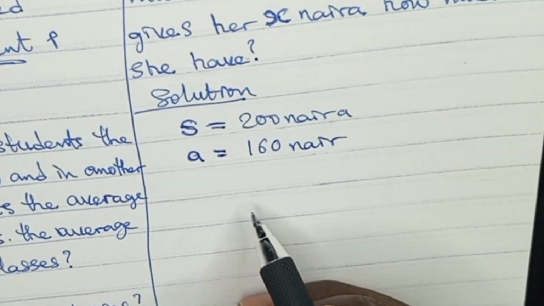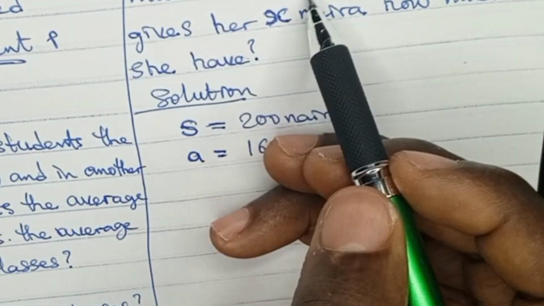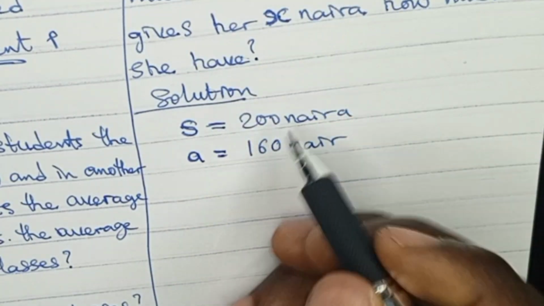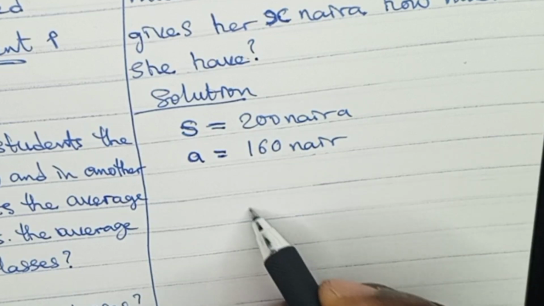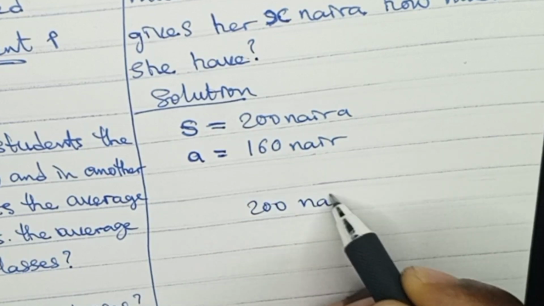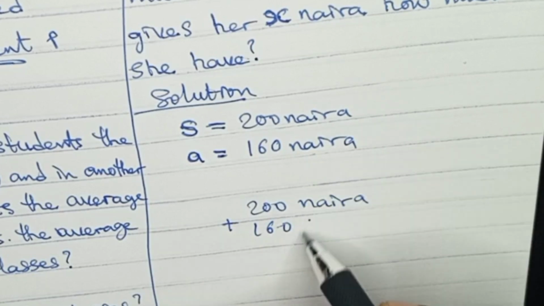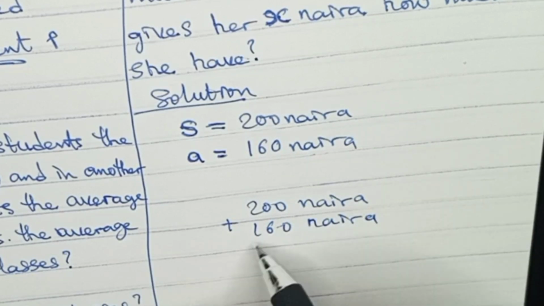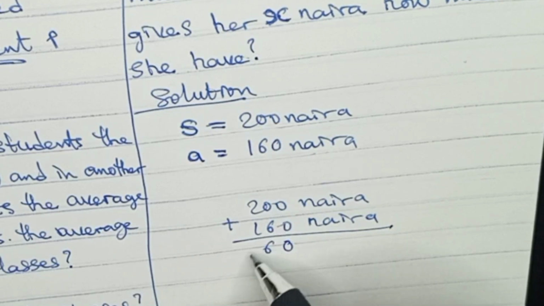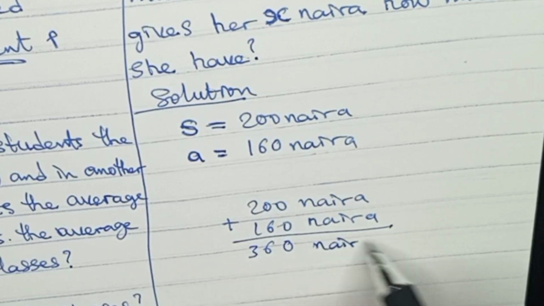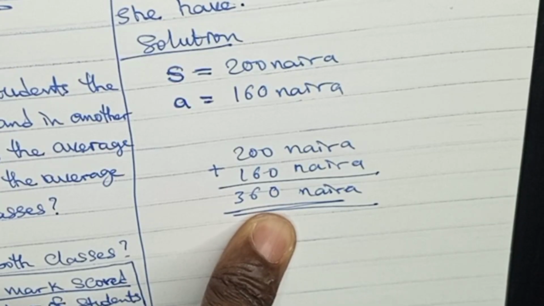Now, how much does she have? The first question asks how much she will have. For us to know the amount, we add this up. So we have 200 naira plus 160 naira. All together we have 360 naira. This is the answer for the first part of the question.